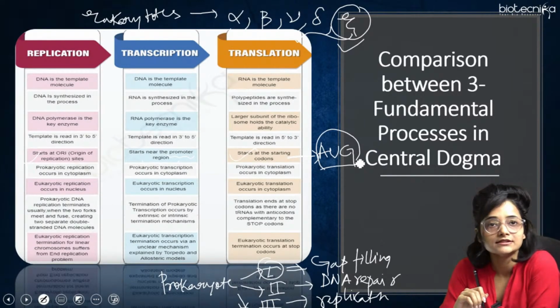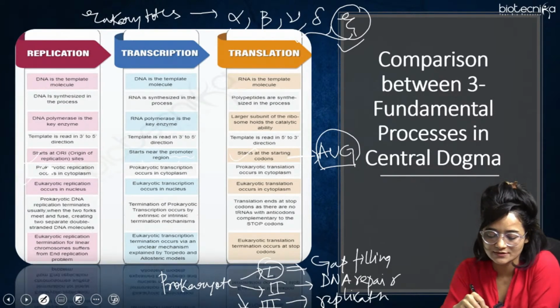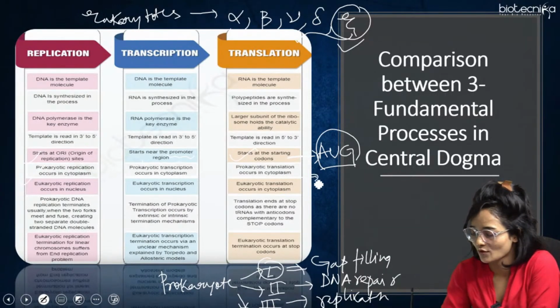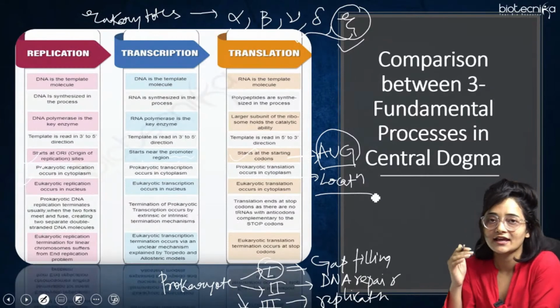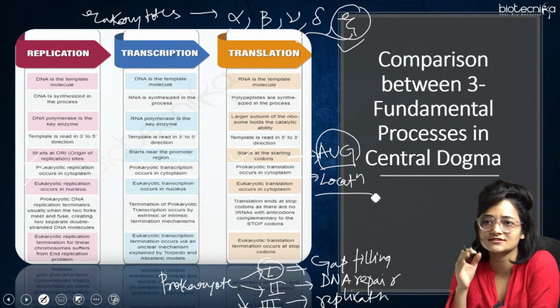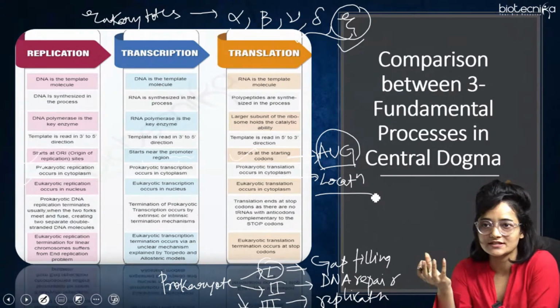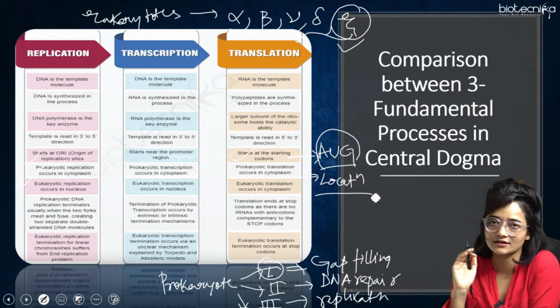Coming to the next explanation, it says that prokaryotic replication occurs in the cytoplasm. Location is also very important: where replication, transcription, and translation take place in prokaryotes and eukaryotes. In prokaryotes, transcription and translation both occur in the cytoplasm itself. There is a coupling of transcription and translation. While transcription is going on, the translation starts in the cytoplasm.